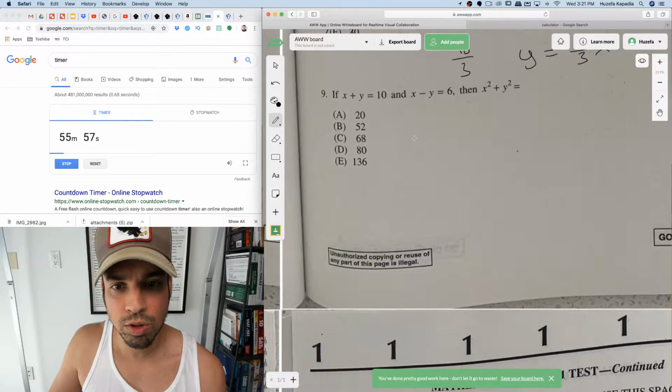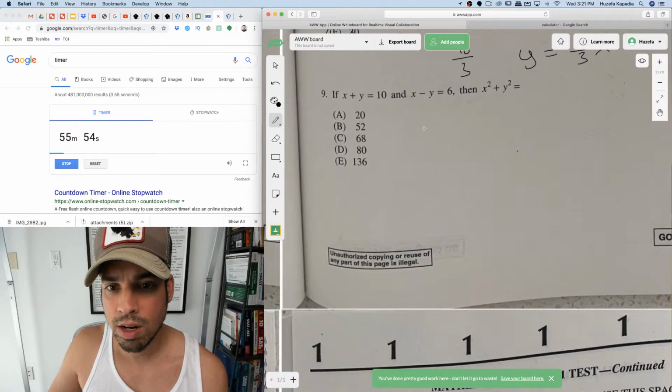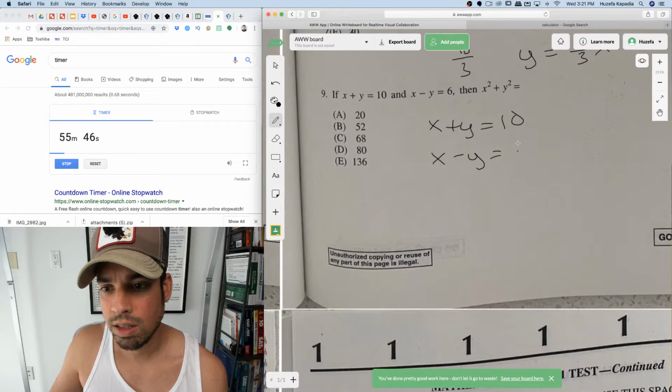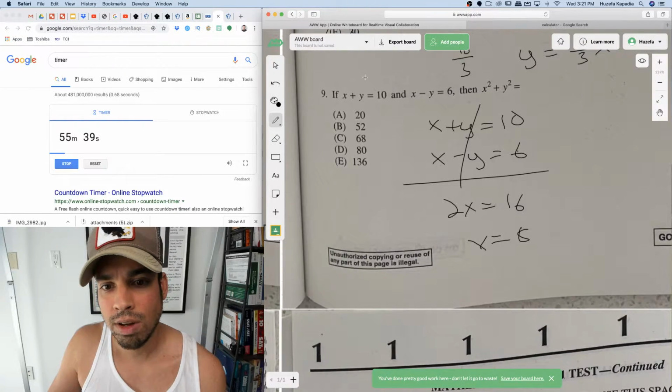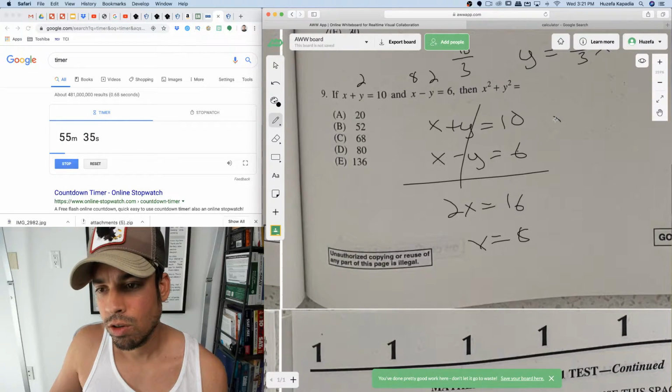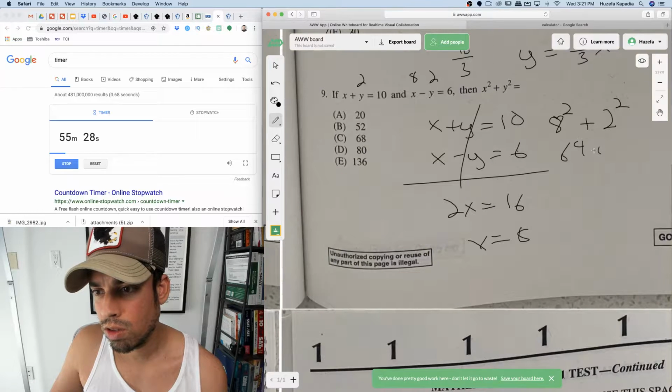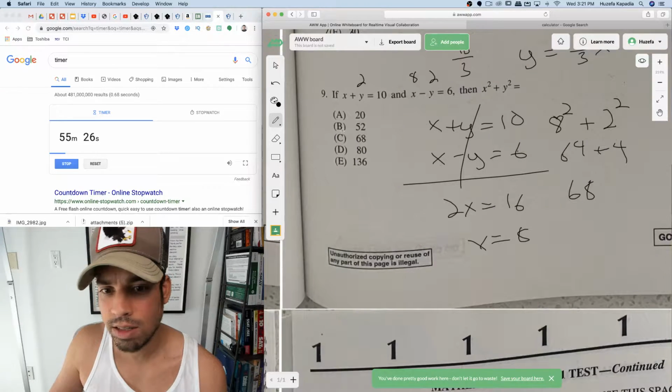If x plus y equals 10, x minus y equals 6. Oh, wait a minute. What? X minus y. Oops. I'm going to solve it like this. So it's a system of equations. Add them together. Those cross out. 2x equals 16. X equals 8. If x equals 8, y equals 2. X equals 8, y equals 2 works in both. So x squared is 8 squared, y squared is 2 squared. So 8 squared plus 2 squared is 64 plus 4, which is 68.